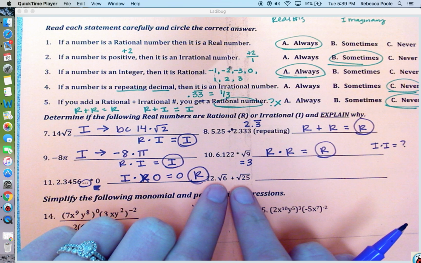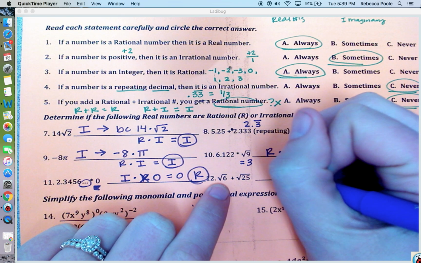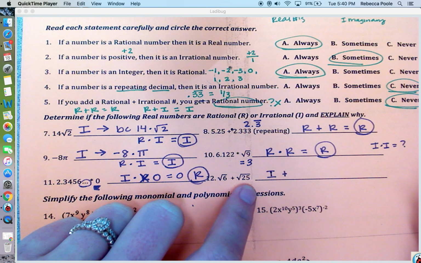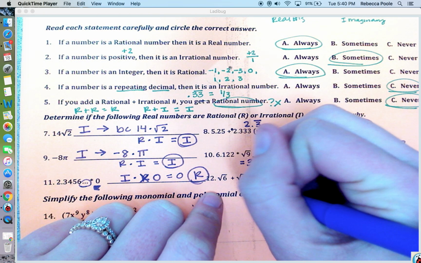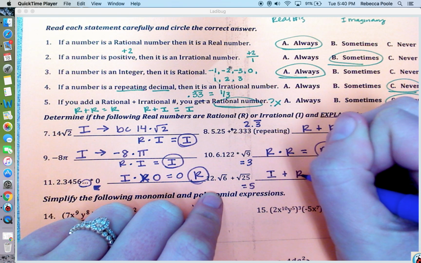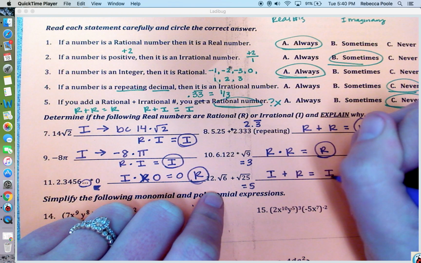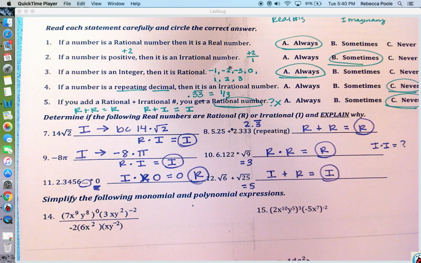Okay, lastly for number 12, square root of 6 is an irrational number. If you type it in, you're going to get a decimal that goes on forever and no pattern. And then the square root of 25 just equals 5. So we have an irrational plus a rational, which is going to give us an irrational by our rational-irrational rules.